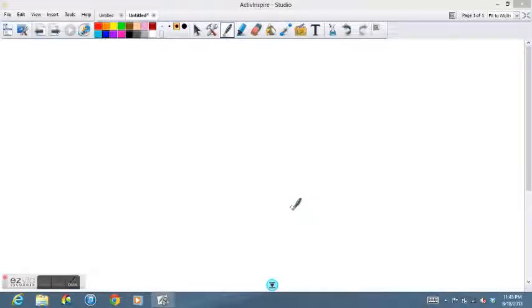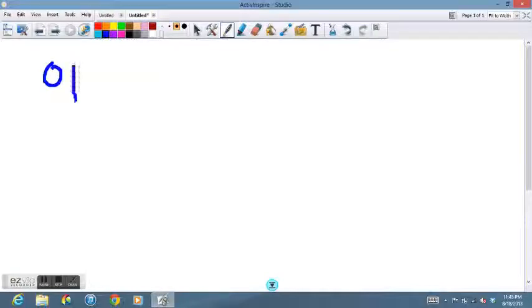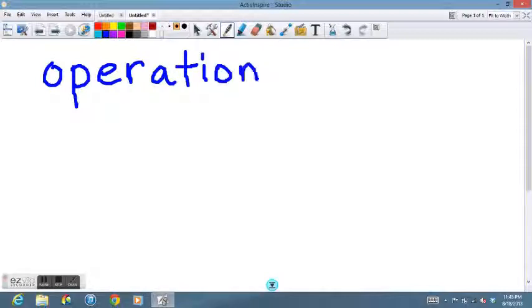Okay, we're going to start off with a word that you should have heard before, so let's talk about it. The word is operation, and in math we have some operations that we use. You've already learned 4 of them, and so let's talk about what those are. What are the operations in math?